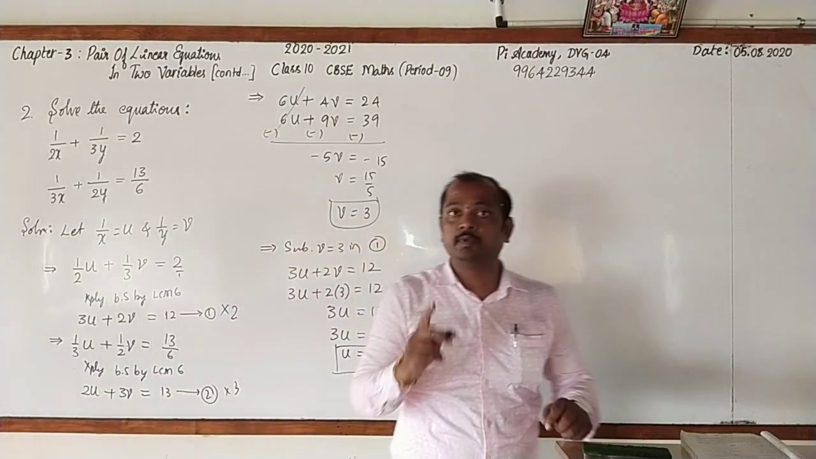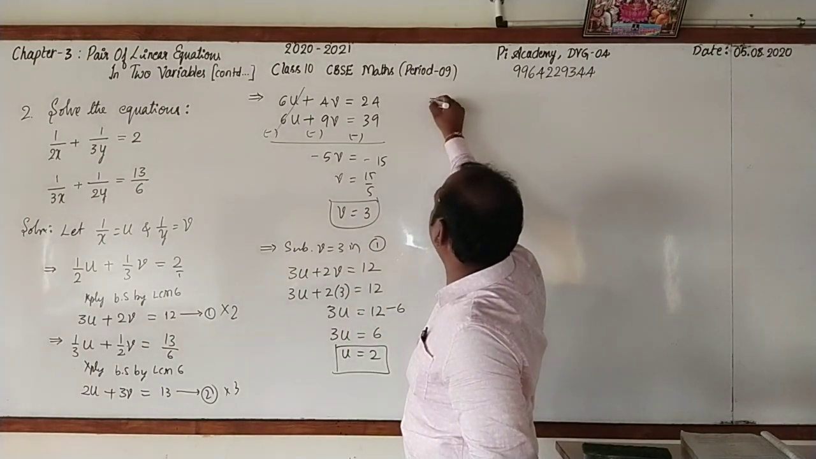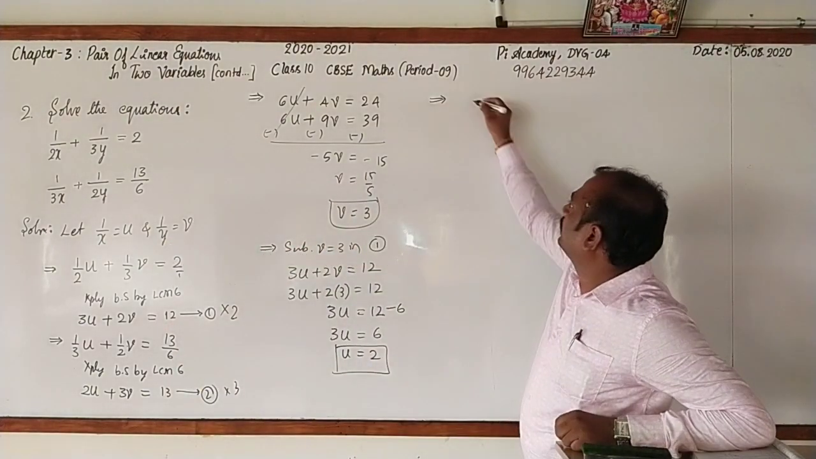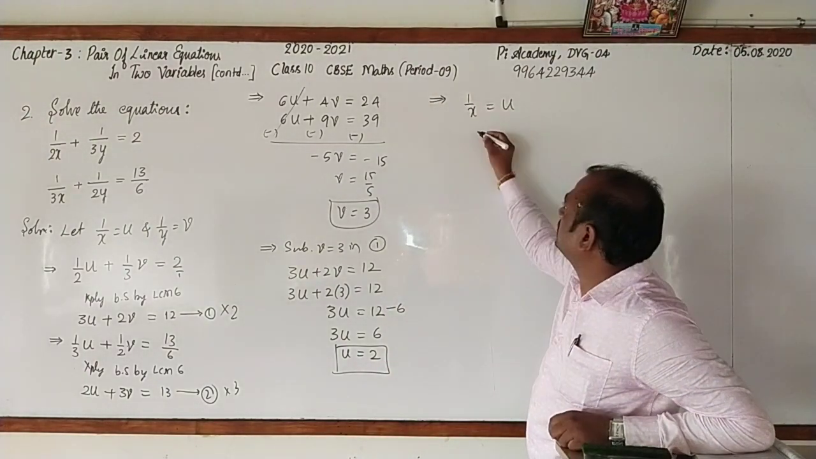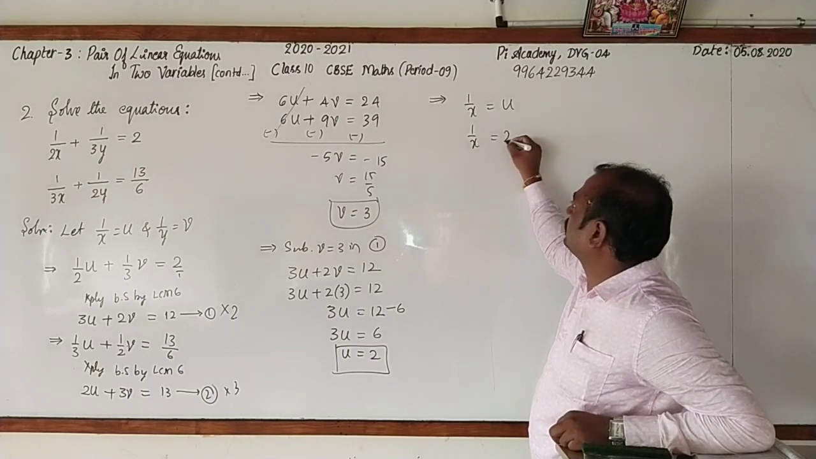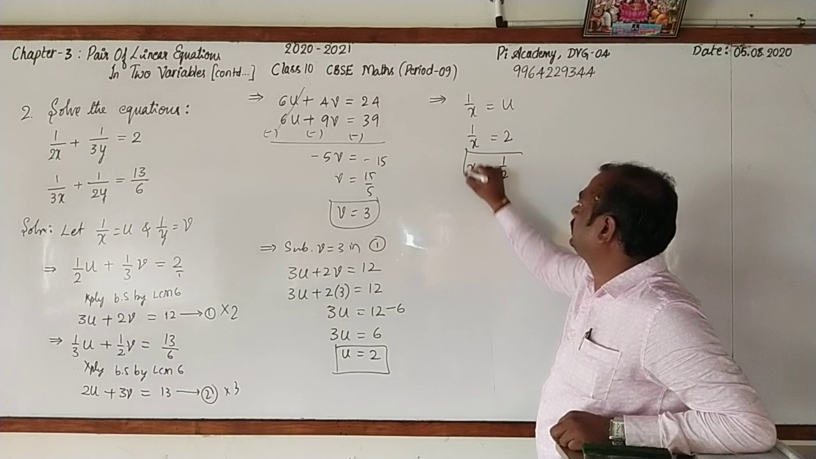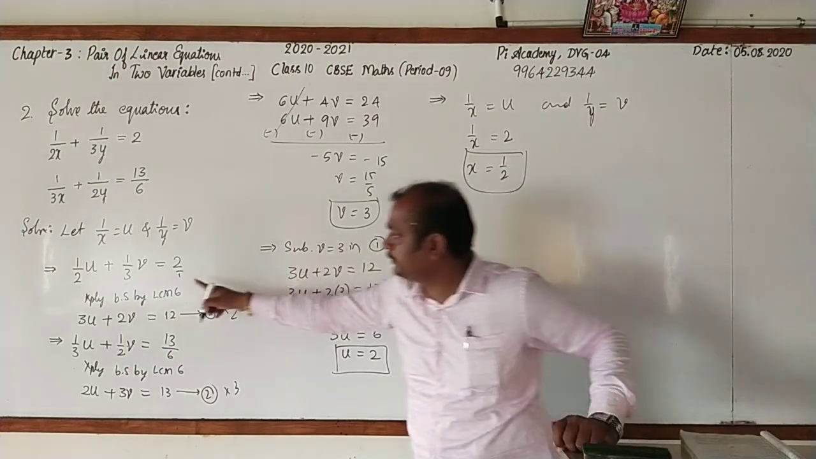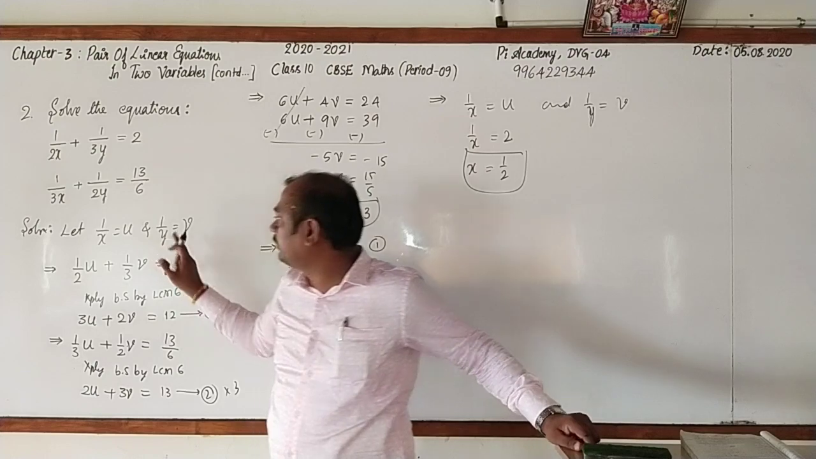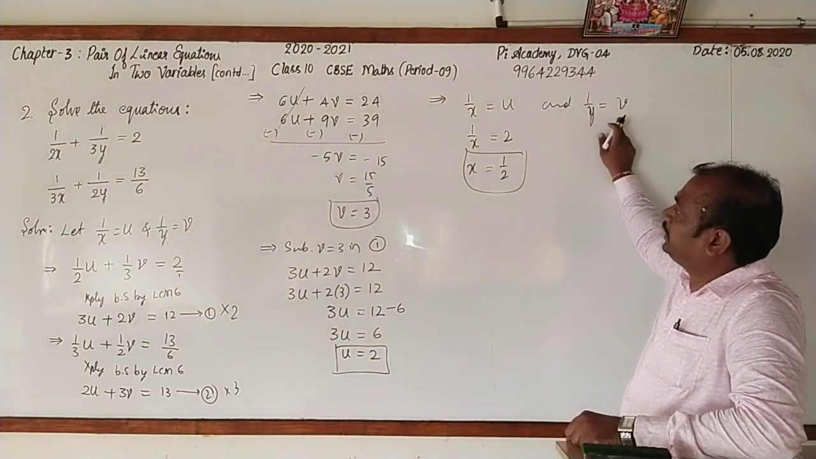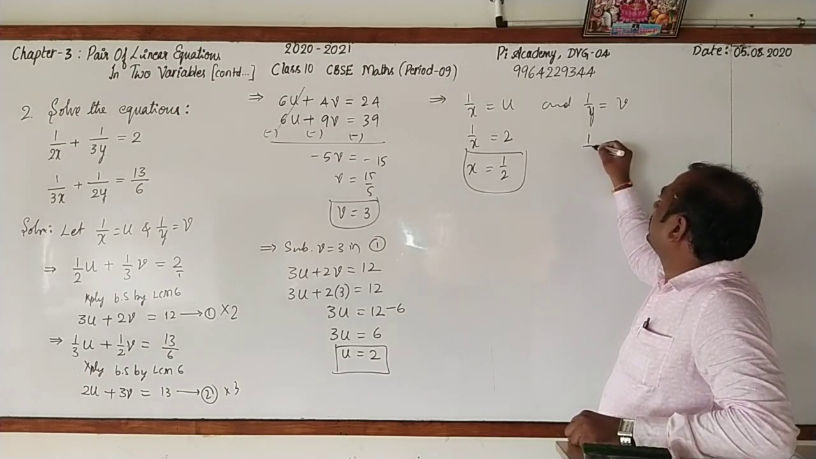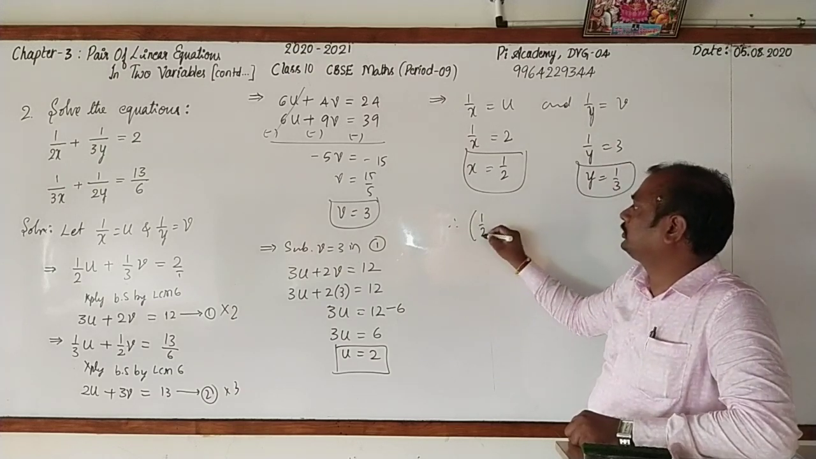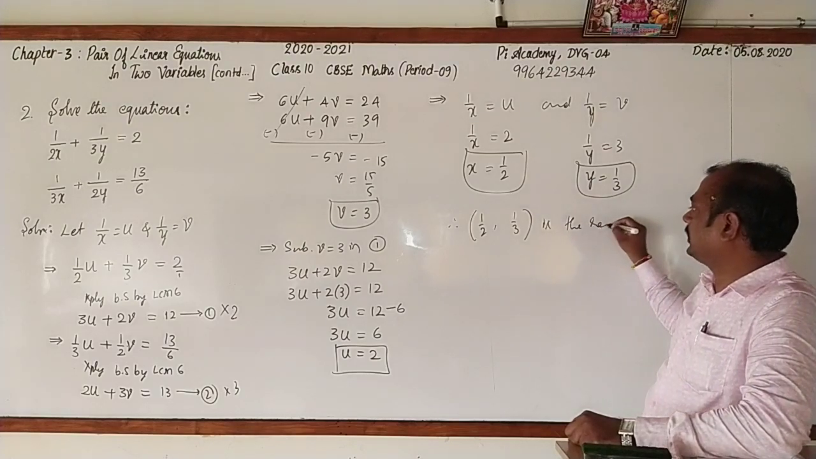We got both the values, but we want x and y values. Hence, I'll go further. To find x and y values, we have to take our assumption. What is that? 1 by x equal to u. What is u? It is 2. So 1 by x equal to 2, cross multiply, x equal to 1 by 2. And 1 by y equal to v. Then what is v? v is 3. So 1 by y is equal to 3. Cross multiply, y is equal to 1 by 3. So therefore 1 by 2 and 1 by 3 is the required solution.